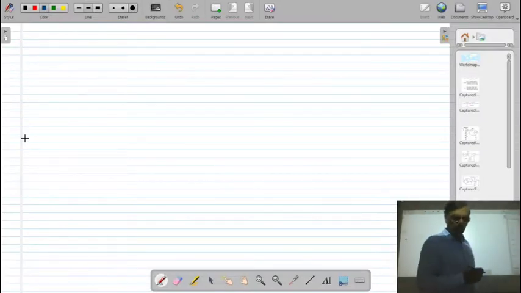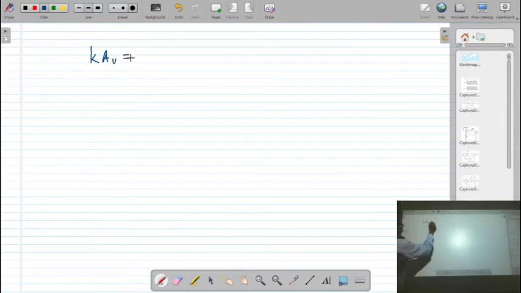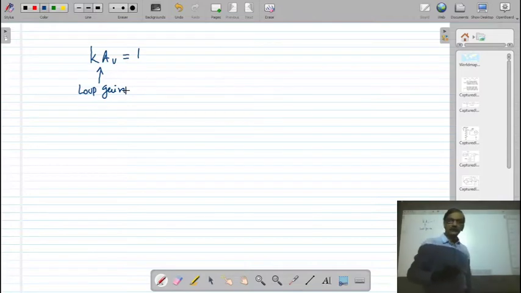In the previous lecture of the oscillator, we discussed the Barkhausen criteria. Barkhausen criteria is for a sustained oscillation. So, what was the Barkhausen criteria? Kβ into Av should be equal to 1. So, what is the Kβ into Av? It is known as the loop gain of your feedback amplifier. So, whenever this loop gain is unity, then you can have a sustained oscillation.